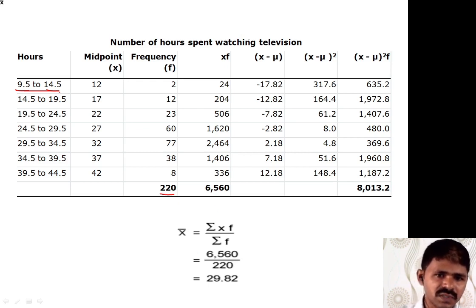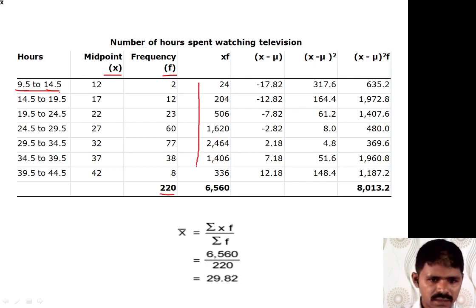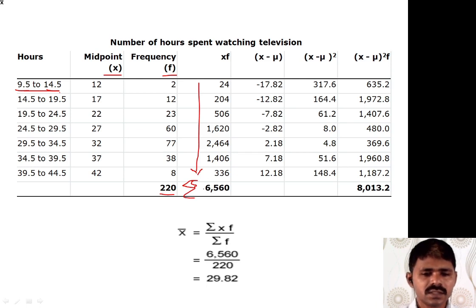mean. So here fx values are frequency into these midpoints. So we are getting these xf values, and the total is 6560 hours. So now we have to find out the mean.